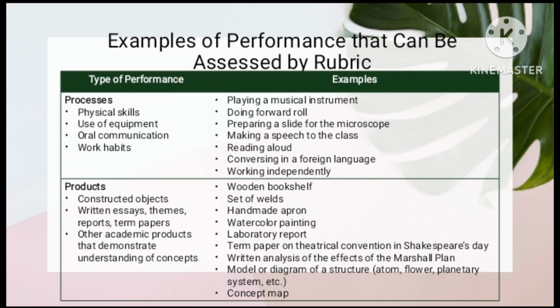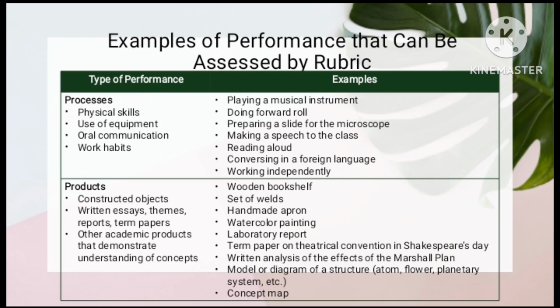So under naman ni siya ang products. Pwede man naton ni siya nga ma-measure, ma-assess sa rubric ang mga products such as constructed objects, written essays, themes, reports, term papers, other academic products that demonstrate understanding of concept. So under diri sa constructed objects, muna siya ang wooden shelf, set of wheels, handmade apron, watercolor painting.